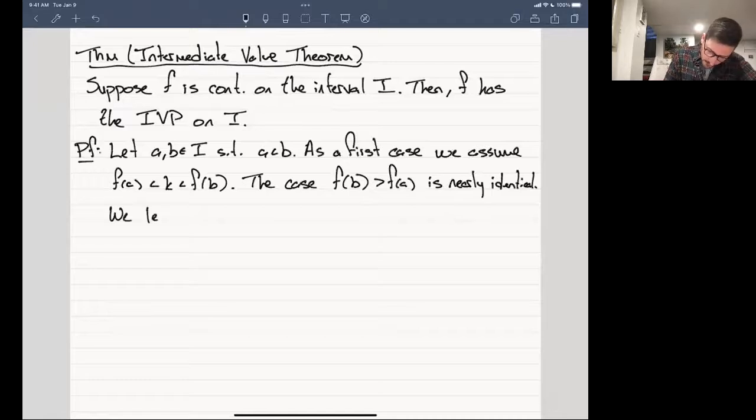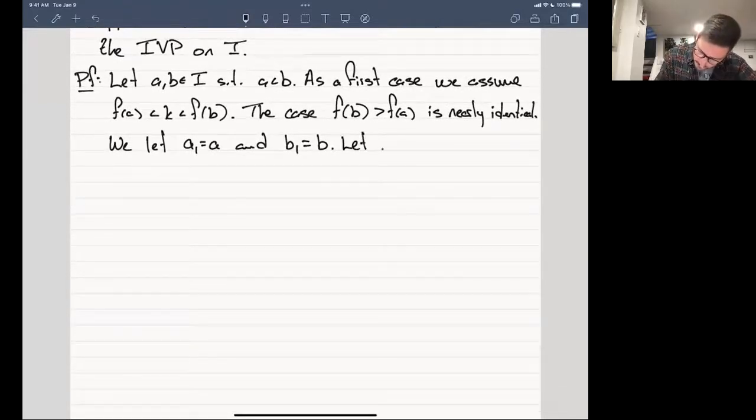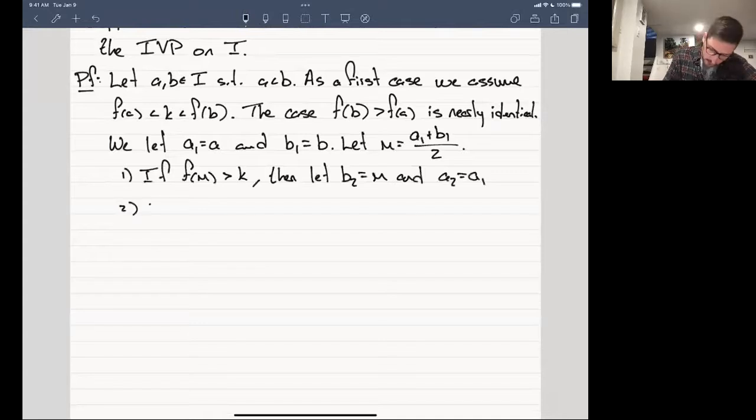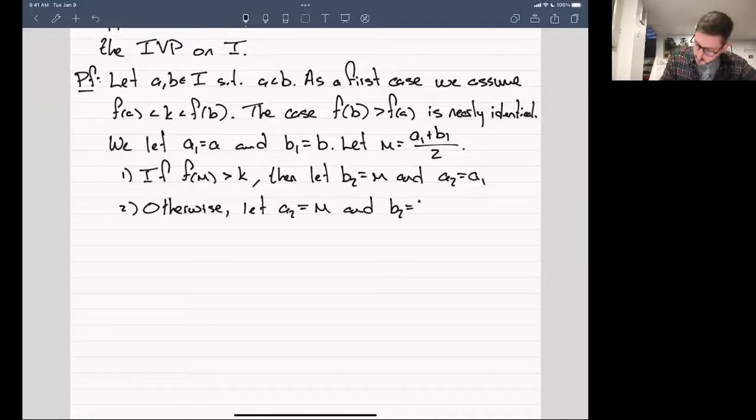Okay, so I said we're going to use interval halving. You probably know how to start this, right? The first interval is going to be a to b, so a1 is equal to a and b1 is equal to b. And then let's let m stand for midpoint, halfway between a1 and b1, so (a1 + b1)/2. Now here's the procedure. If f(m) is bigger than k, then let b2 equal m and a2 equal a1. Otherwise, let a2 equal m and b2 equal b1.